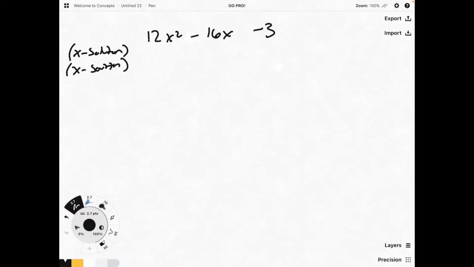Because you are going to get plus or minus the discriminant, which is greater than 0, or you're going to get plus or minus the discriminant, which is equal to 0. Either way, you're going to get a multiplicity of 2, which means you're going to have two solutions that are the same, or two factors that are the same.